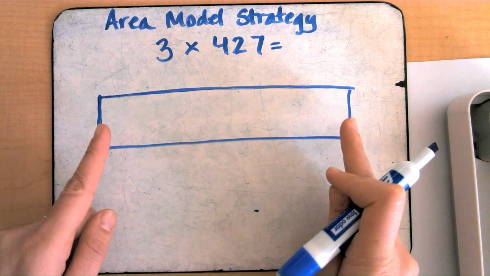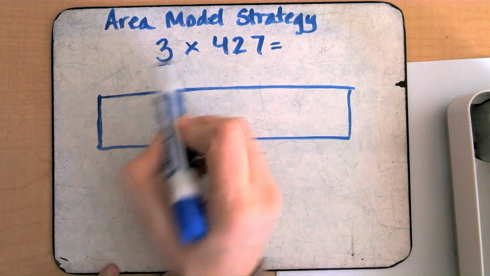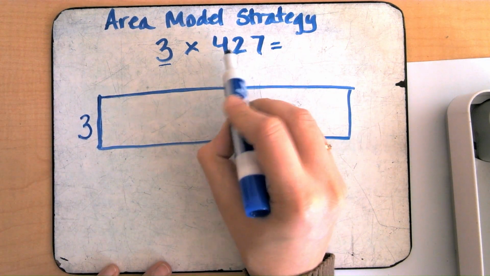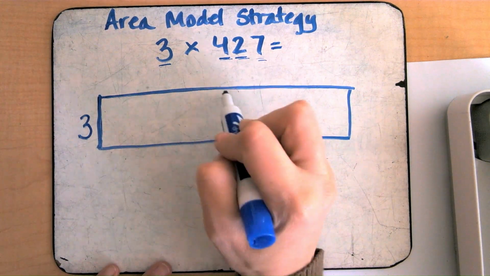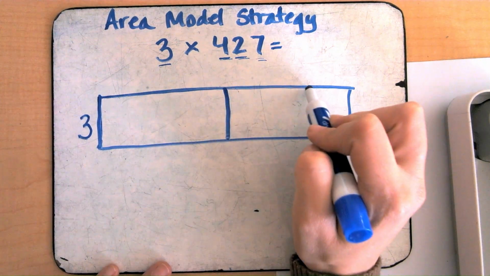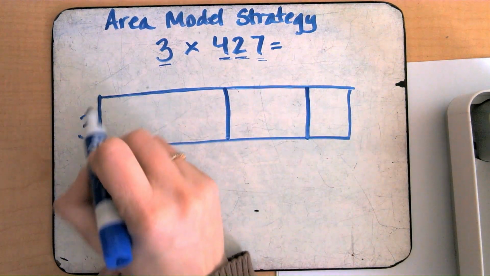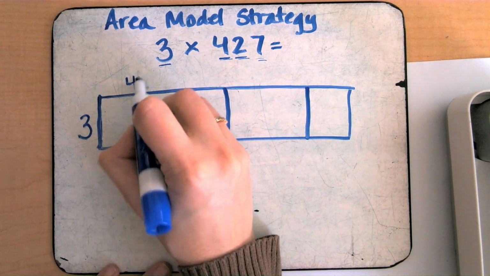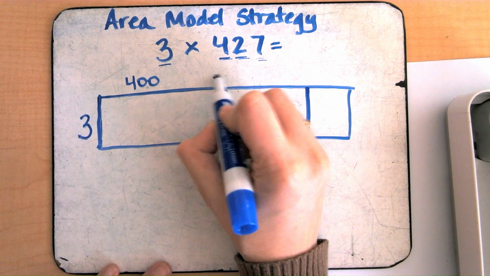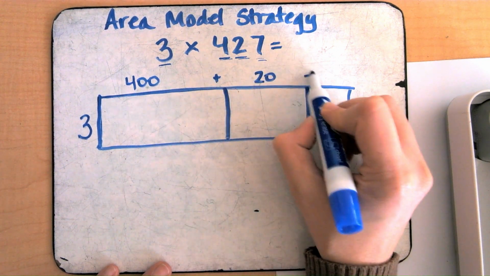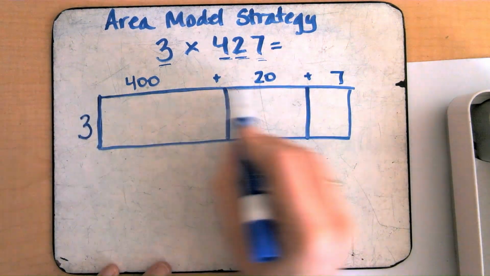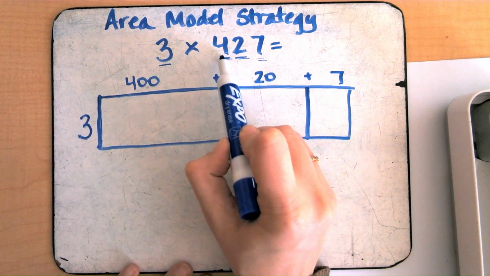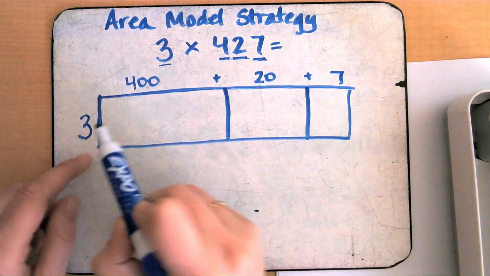The reason I had to draw a long skinny box is because I have 1 digit that goes on the side, and then I have 3 digits that go across the top. And again, we are going to use our understanding of place value. So the length is going to be 3. The width is going to be 400 plus 20 plus 7. We're going to divide this up into place value. And what we're doing here is just making these numbers easier to multiply.